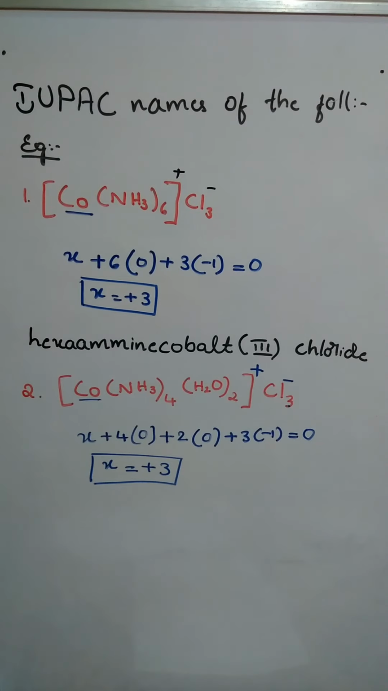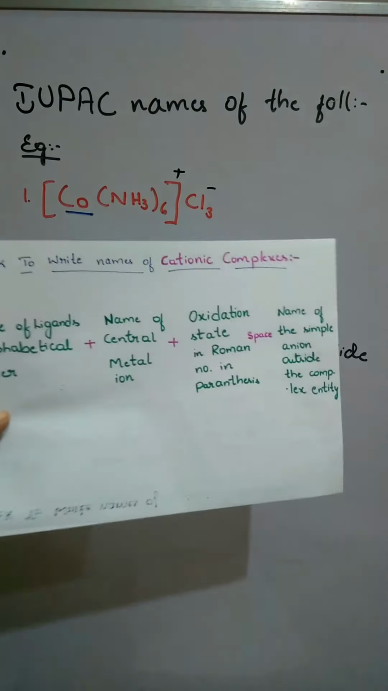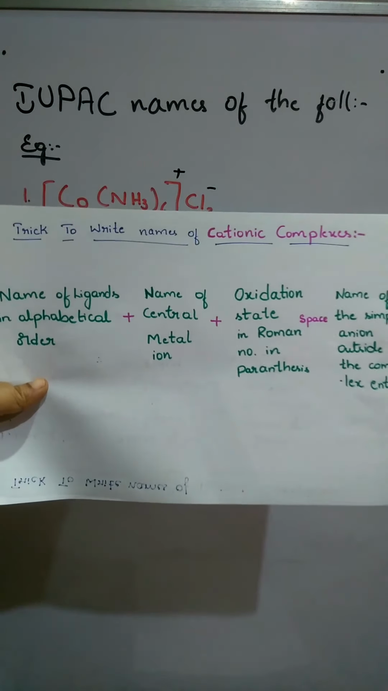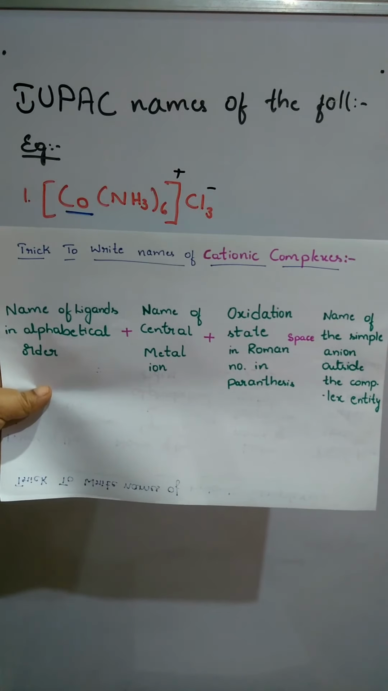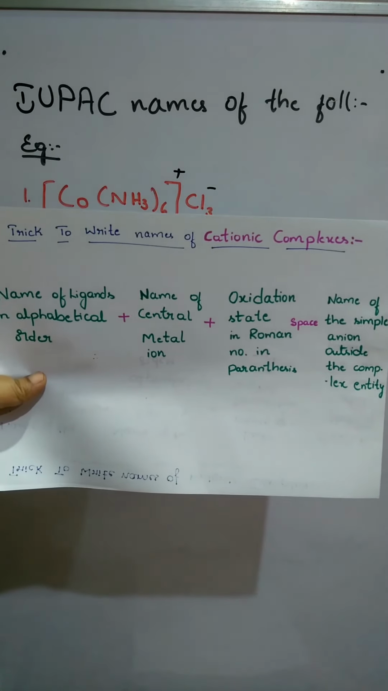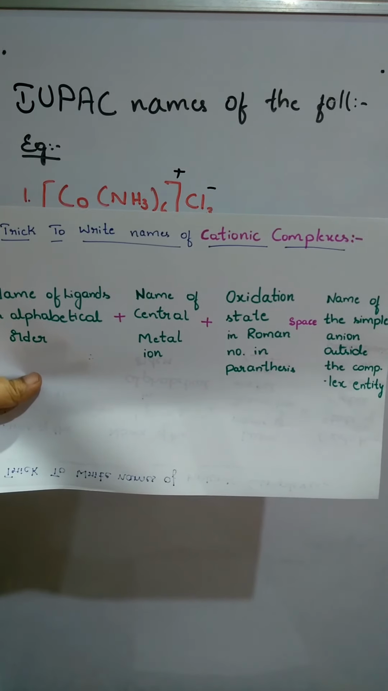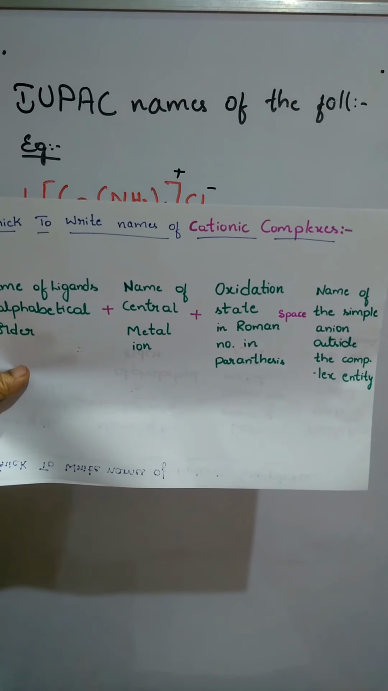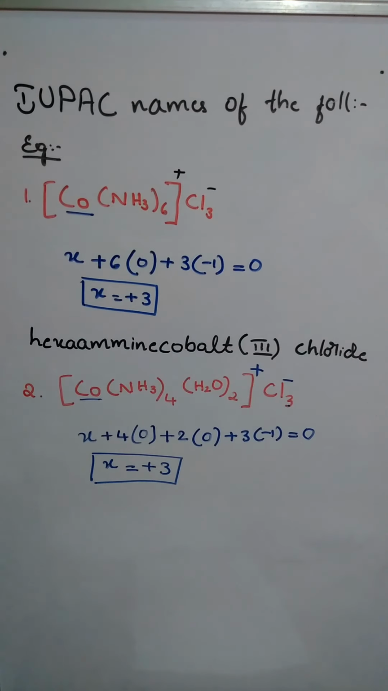What is the formula for a positively charged complex? Already we have seen, positively charged complex is nothing but a cationic complex. In the case of a cationic complex, we have name of ligands in alphabetical order, name of central metal ion plus oxidation state in Roman number in parenthesis, space, next the name of the simple anion outside the complex entity. So this is the formula, or trick. We shall write the names in that manner itself.